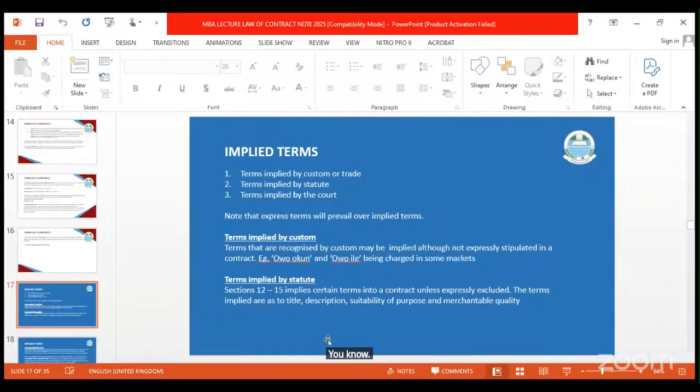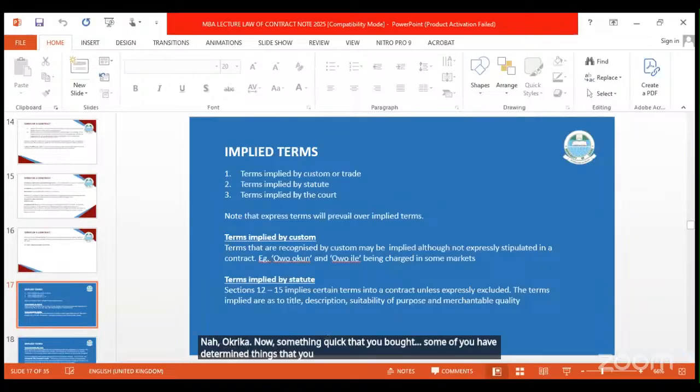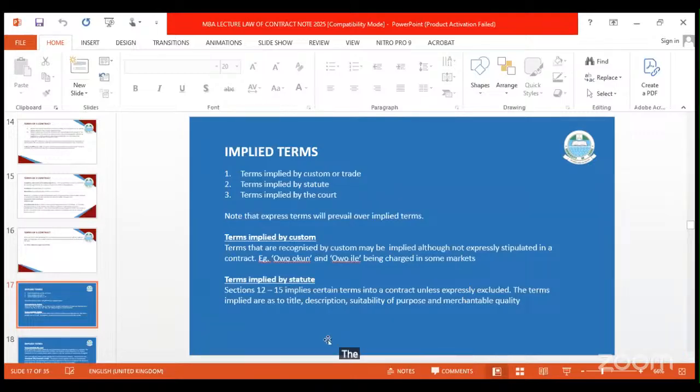When you buy some things online, they are shining, they look very shiny. Then when they bring it home, you see that it is now okrika, something fake that you bought. Some of you have returned many things that you bought online like that because the description did not correspond with what you actually got. So they imply suitability.